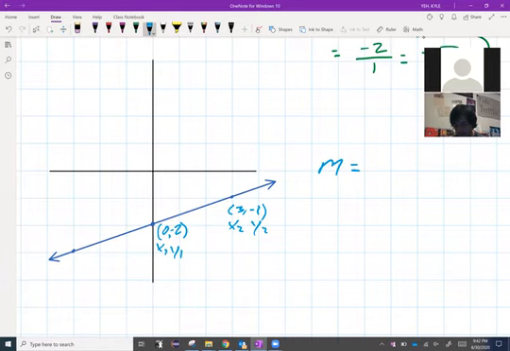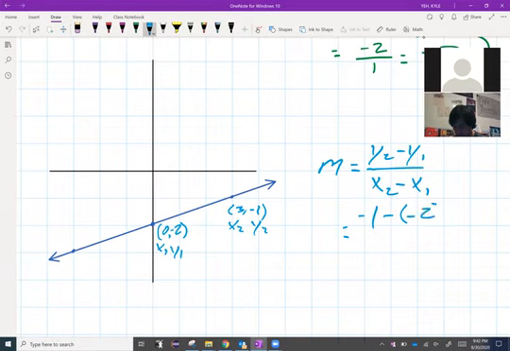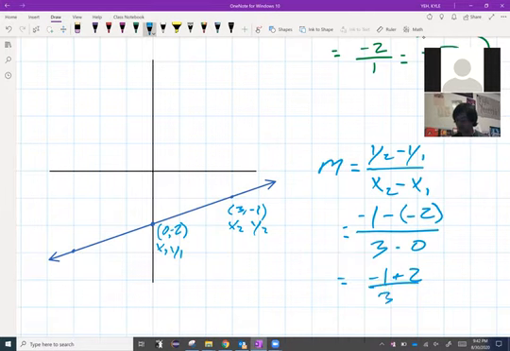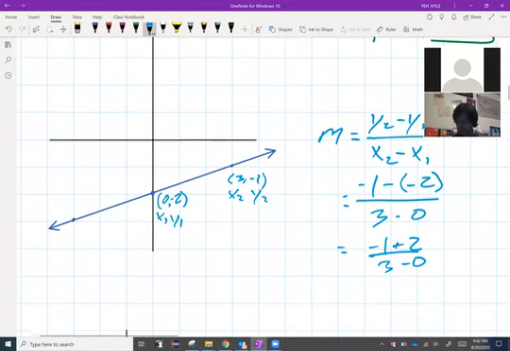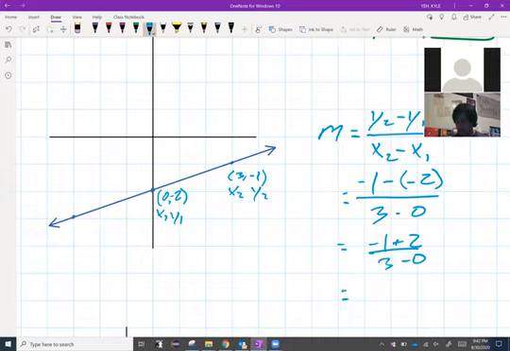M equals y2 minus y1 over x2 minus x1. So -1 minus -2 over 3 minus 0. -1 plus 2 because of the minus a negative number, over 3 minus 0, which gets us to +1 on top, 3 on bottom, m equals 1/3.